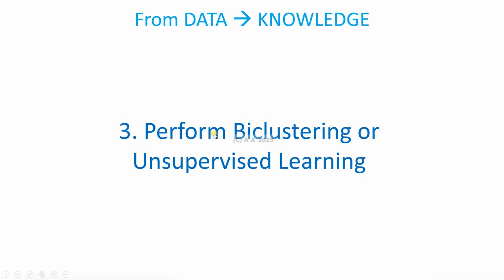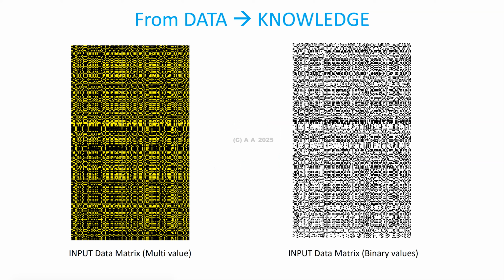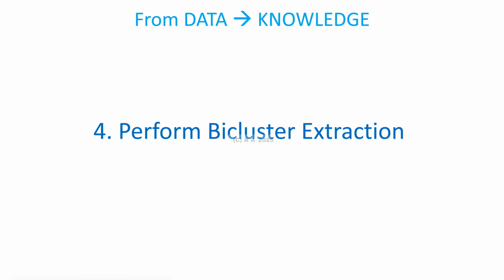So we are ready to perform biclustering, because computers run on numbers. This is a multi-value representation of the input data matrix, and this is the binary representation of the same matrix. And then I perform the biclustering, and this is the result. So the biclusters come out, they're displayed, and we need to extract them. That's step number 4, perform bicluster extraction.